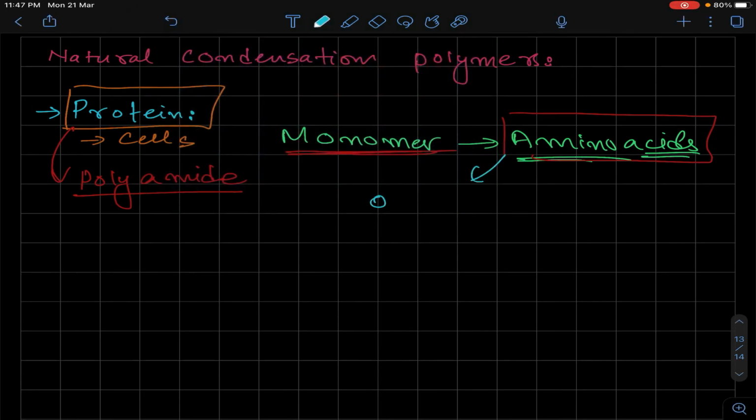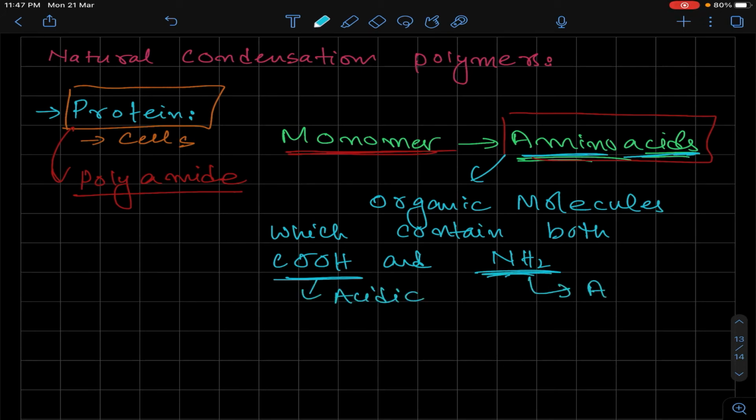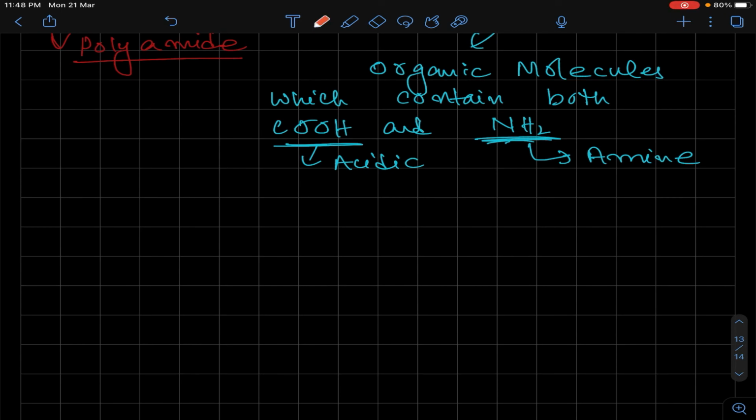So amino acids are organic molecules which contain both a carboxylic acid, COOH group, and an NH2 group. That's why we call them amino acids, because they contain both an acidic and an amine group. There are 20 essential amino acids. We are not going to draw the actual structures of those amino acids. We just draw a simple structure which represents amino acids in chemical reactions. So an amino acid can be represented in this way: a carbon chain represented by a box, an acidic group on one side, and an amine group on the other side. This is a general representation of an amino acid.